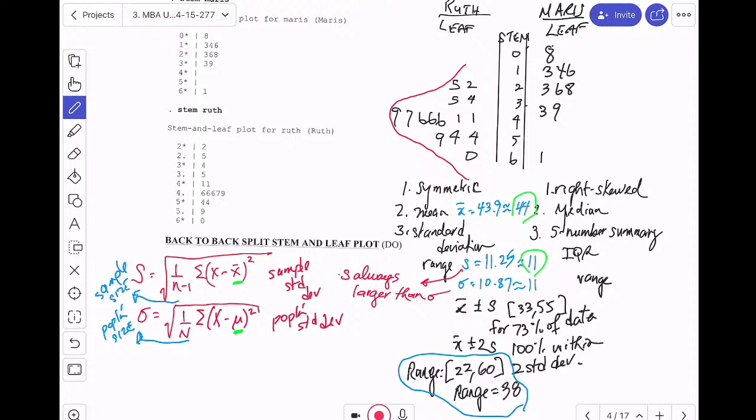Now, to compare it to Maris, this is why we're using the back-to-back stem and leaf plot to compare the two distributions. And you see that Ruth peaks higher than Maris. I don't even call this a peak. I refer to this as relatively flat. The range of values for Maris is much more spread out, and we want to mention that too, so that's why I mentioned the range here. You're going from 8 to 61, that's much more spread out.